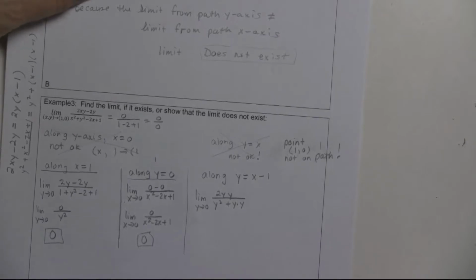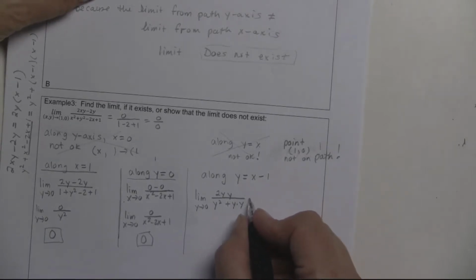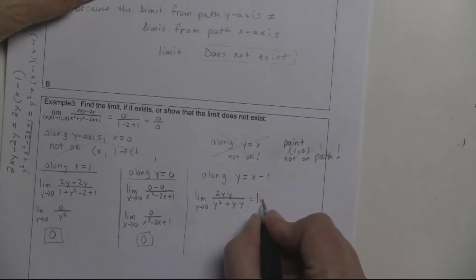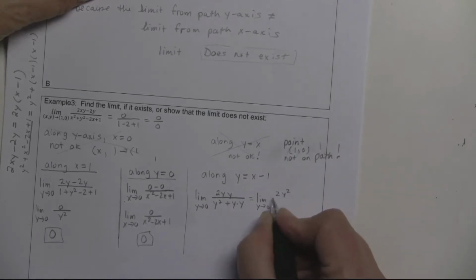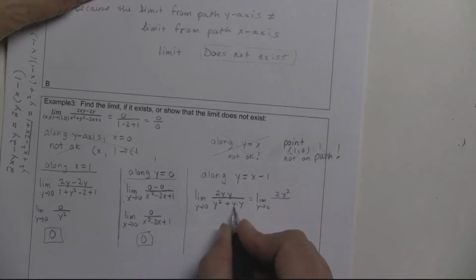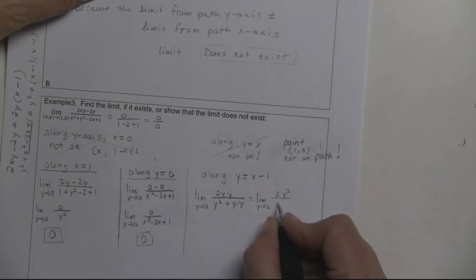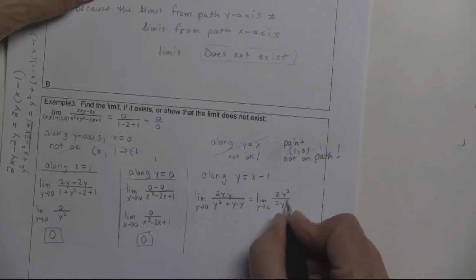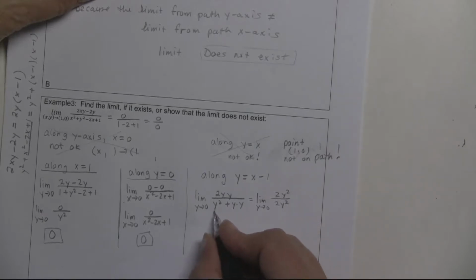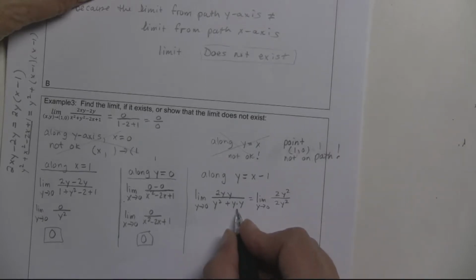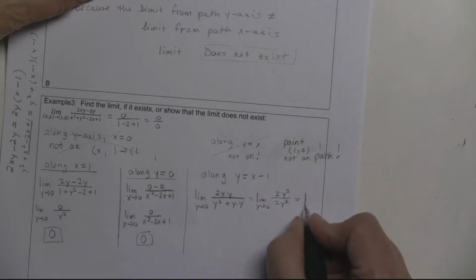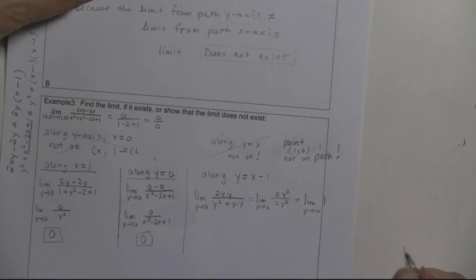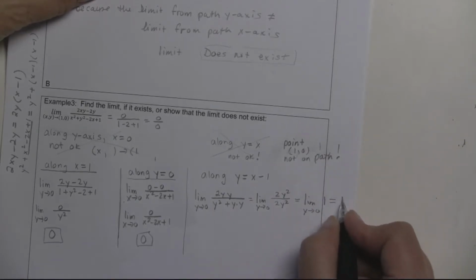So when the dust clears here, I'm going to have the limit as y goes to 0 of 2y squared. And in the denominator, I have y squared plus y squared, which is also 2y squared. Do you guys agree? 1y squared plus 1y squared is 2y squared. Sorry, I teach a lot of algebra. The limit as y goes to 0 of 1, which is equal to 1.